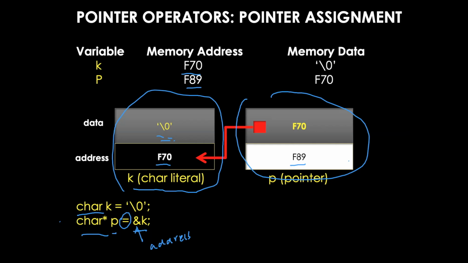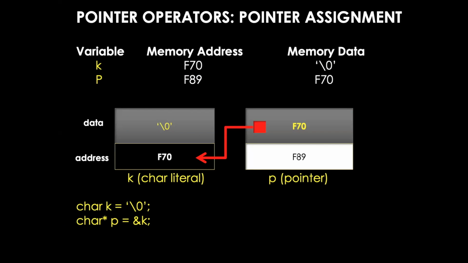This is initialization of your P. As soon as we declare this pointer pointing to a char, we immediately assign the char instance's memory address, which is F70, to it. Hence, you see this pointer assignment reference here. So let's just move on to the next page illustrating what a dereference operation is.